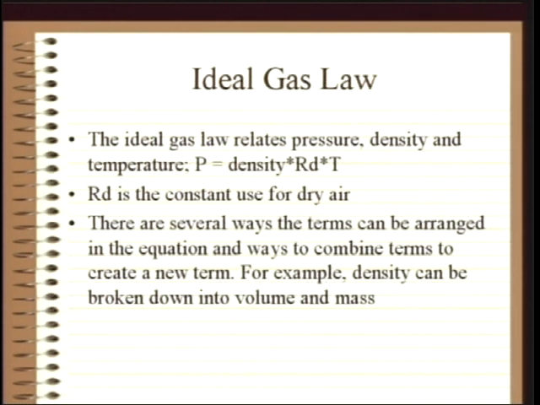The ideal gas law relates several variables, which are pressure, density, and temperature. And there is a gas constant within that equation also. There are several different ways that the terms can be arranged in the equation and ways to combine the terms to create new terms. For example, the density can be broken down into volume and mass, or the density could be written as specific volume instead.